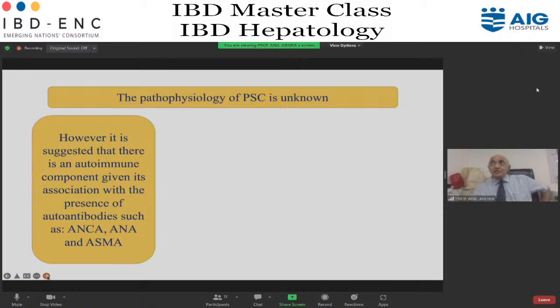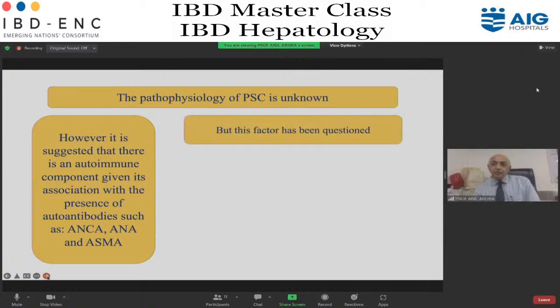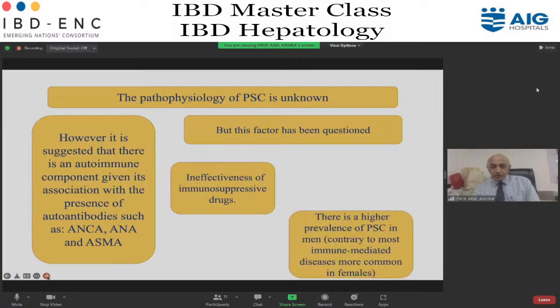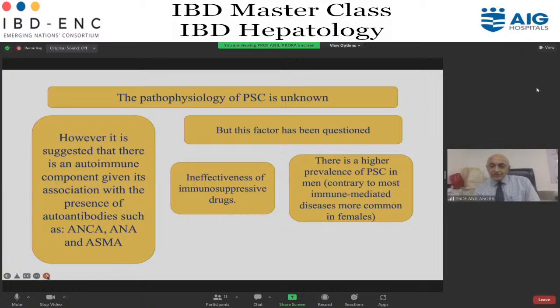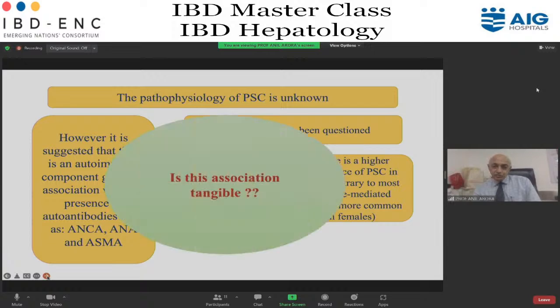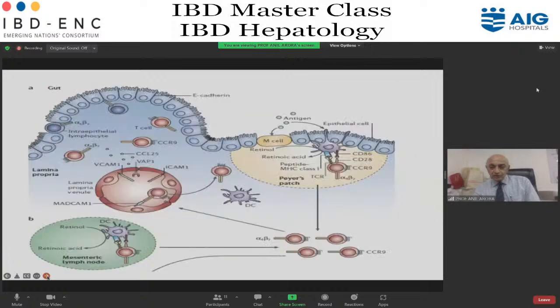What is the reason? Why is it that patients with inflammatory bowel disease tend to have primary sclerosing cholangitis? Initially, Dr. Kaushal would remember that we were taught in our gastroenterology ward at AIIMS that this is an autoimmune disease because you have autoantibodies like ANCA, ANA and SMA, which are positive. But what is baffling is, if it is an autoimmune disease, why does it not respond to steroids? We know PSC doesn't respond to steroids. And why is it more common in males, unlike autoimmune diseases, which by default tend to occur more frequently in females? So is this association tangible? The answer is possibly no.